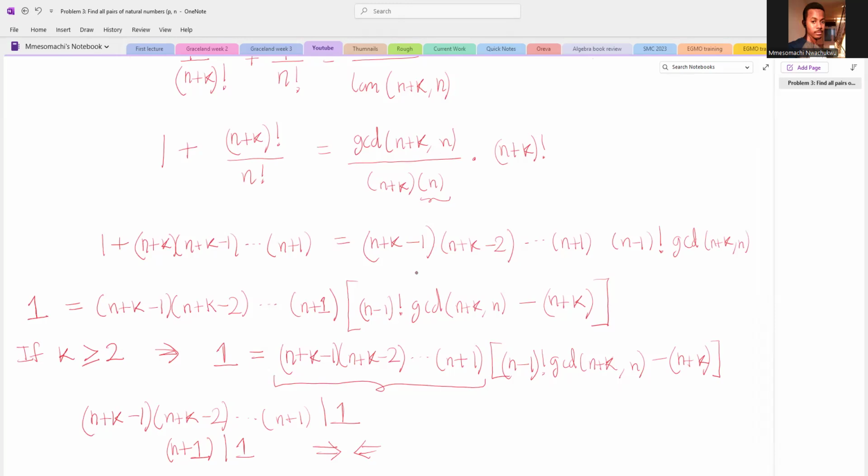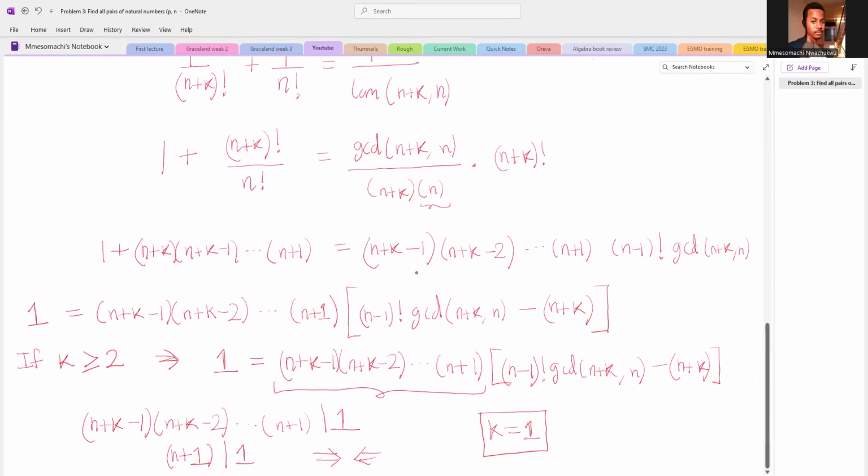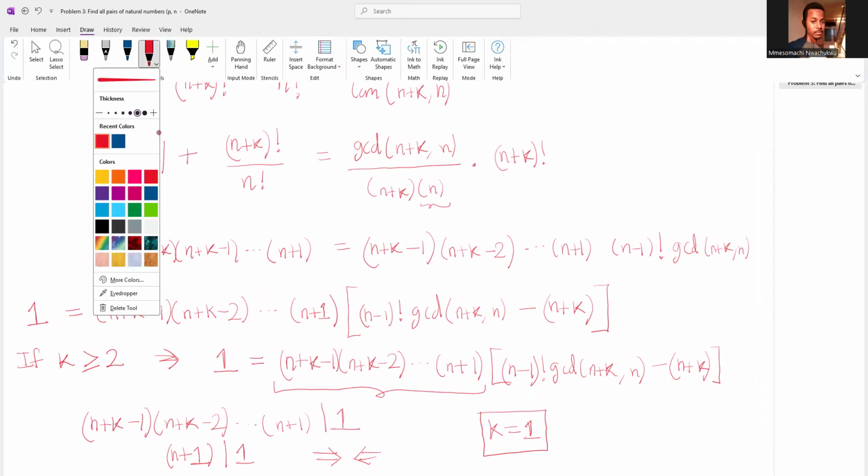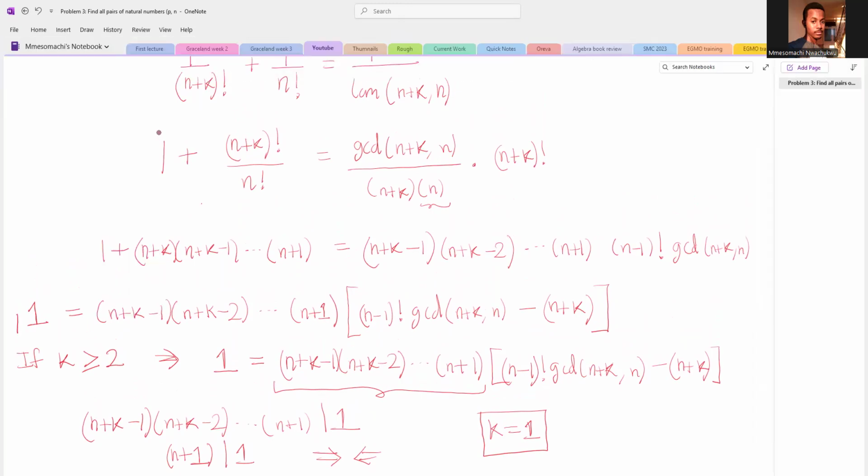Okay, so what does this imply? It implies that k has to be equal to 1. Okay, so since k has to be equal to 1, we can now go back to our equation. Let me make my writing thicker. So you can go back to our equation here and substitute k equals 1.